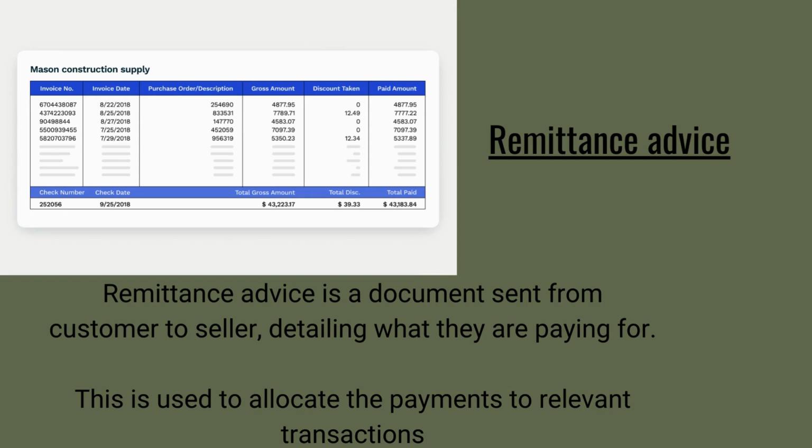So, for example, imagine if you bought a TV, a sofa, and a MacBook from me, right? Now, you sent £500 to me. I need to know what you're paying for, right? So that's what remittance advice is. It's a document which you as a customer give to me, the seller, telling me what you're paying for. Are you paying for the MacBook, or do you want this money going towards paying for the sofa? Basically, it's just a way of communication to let me know what you're paying for.